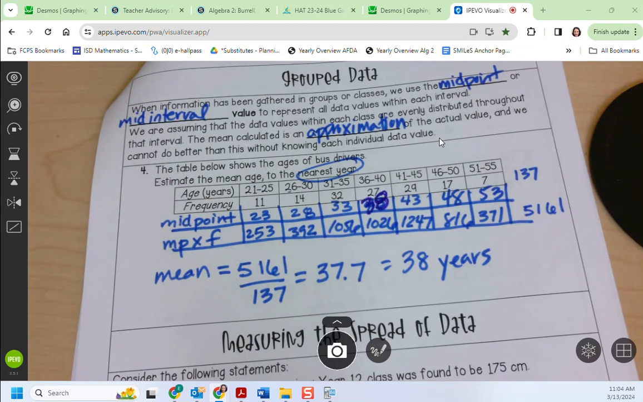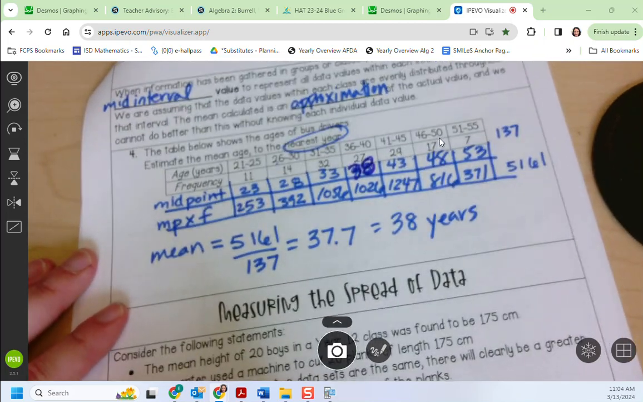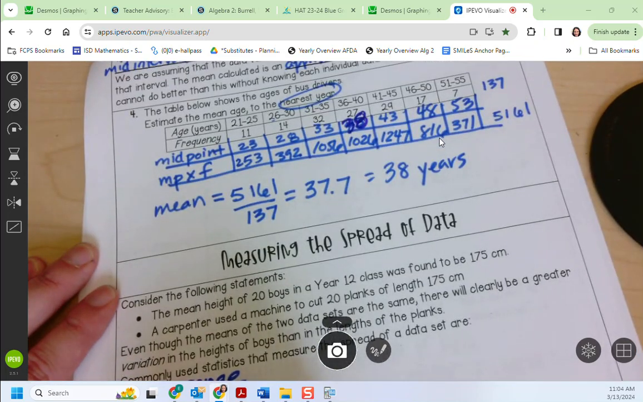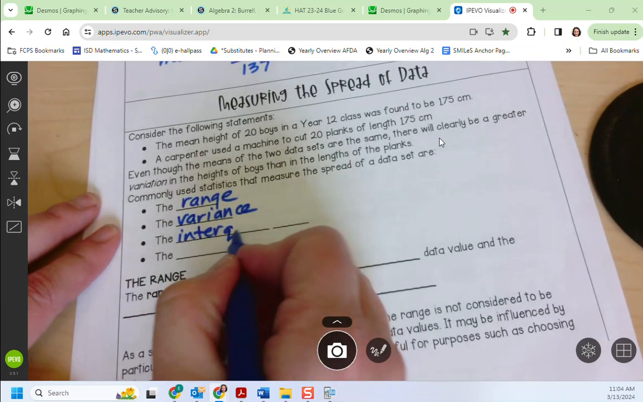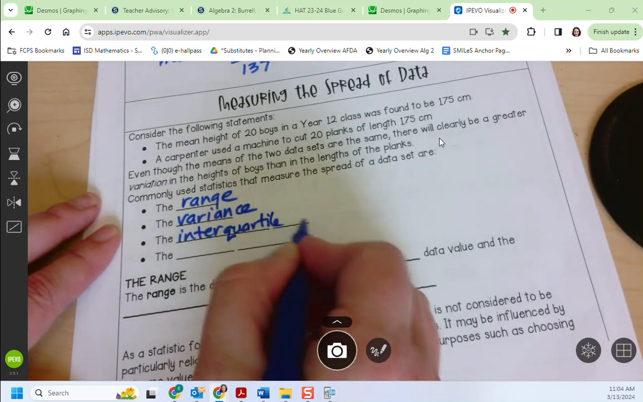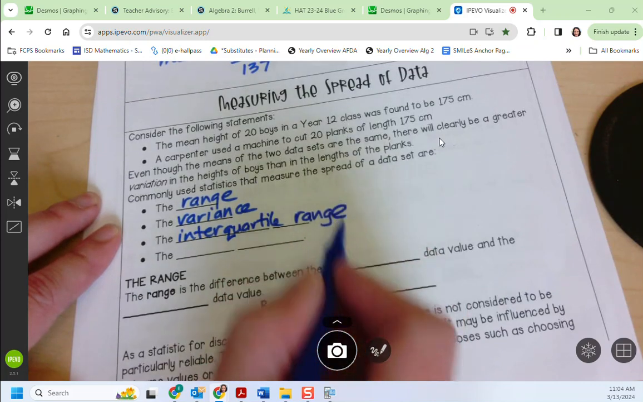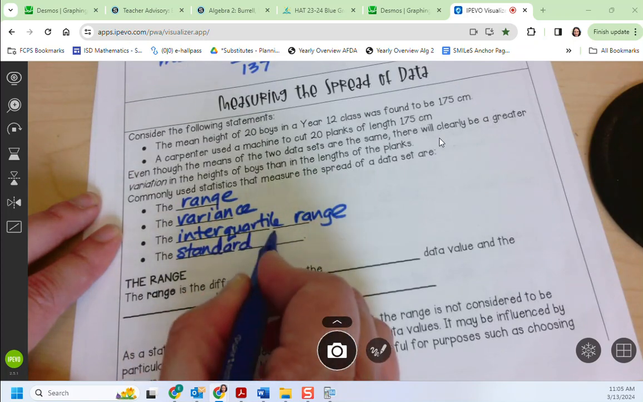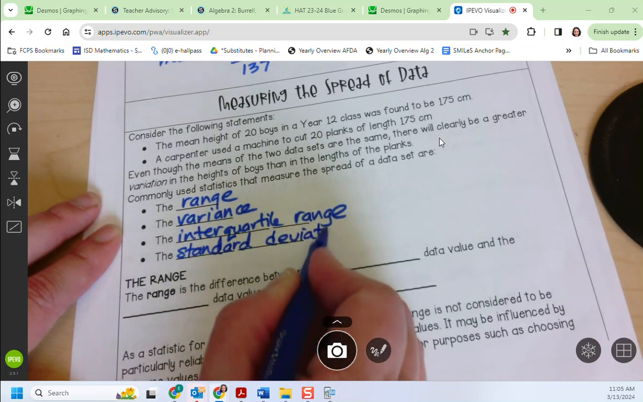All right, measuring the spread of data. So far we've been talking about the middle of the data. To measure the spread of the data, we can use a few different things. We can use the range. We can use something called the variance. We can use the interquartile range. And we can use the standard deviation. We're not getting too deep into these today, but I'm hoping that we do next time.